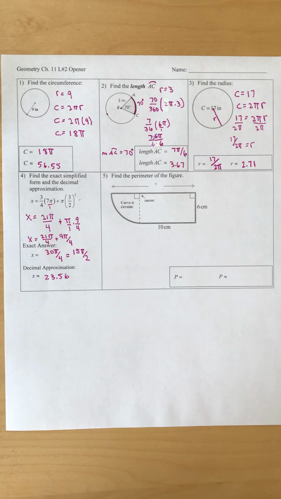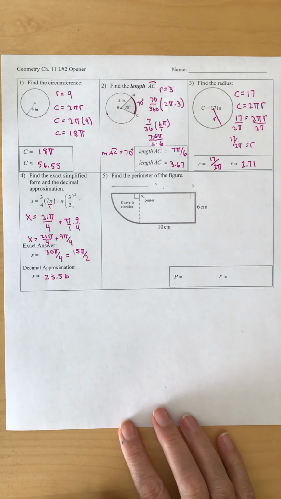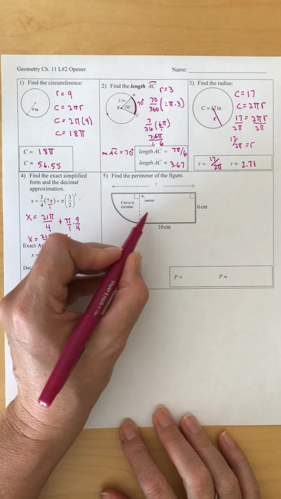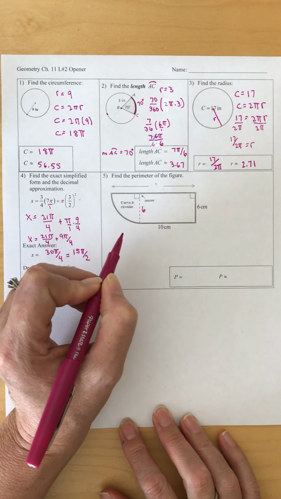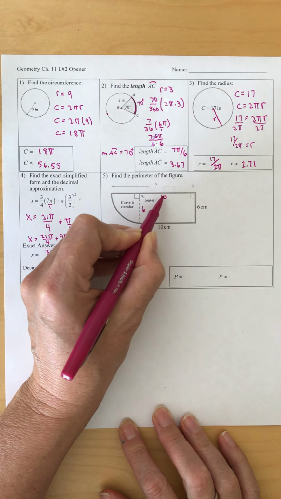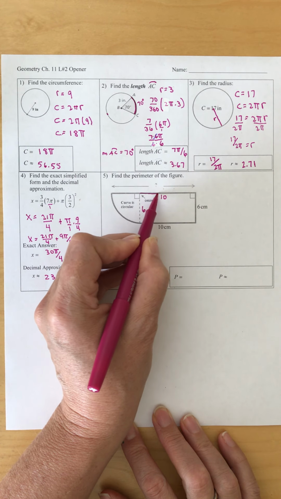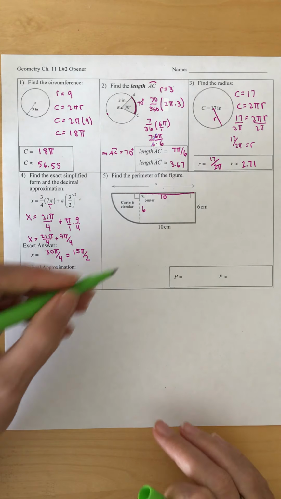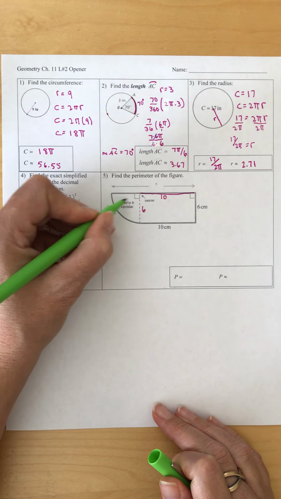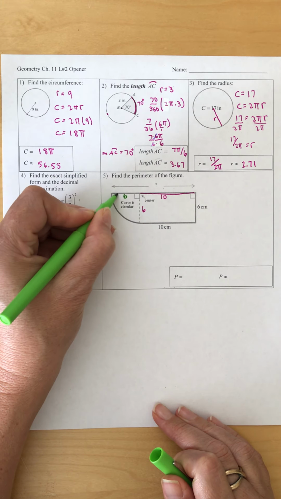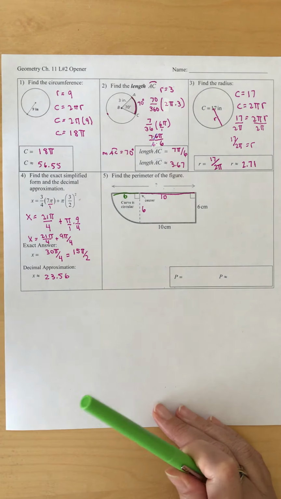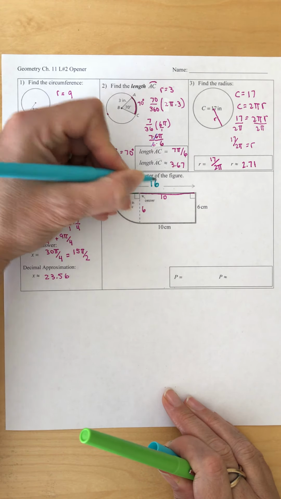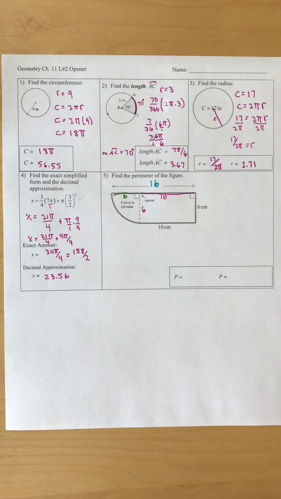All right, last question, finding the perimeter of this figure. There's a couple key ideas: this 6 can transfer over to this side of the rectangle, and this 10 can transfer up to this side of the rectangle. And you have to use the fact that the radius of the circle is the same no matter where you are on the circle, so you can know that this piece is 6. Therefore, the whole side is 16.